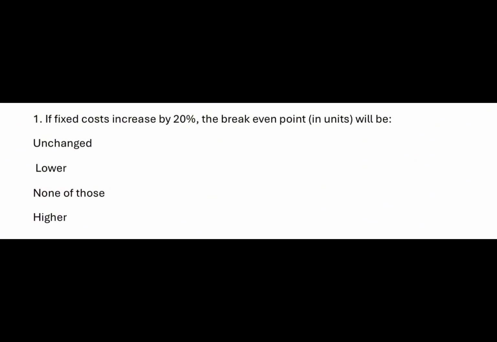If fixed costs increase by 20%, the break-even point in units will be unchanged, lower, none of those, or higher. The formula for break-even points is fixed costs over contribution margin per unit. So, let's say your fixed cost is 6 and your contribution margin per unit is 2. Your break-even point will be 3. But let's say I increase my fixed cost to 8, then my break-even point will increase to 4. So in this situation, your fixed cost would increase.